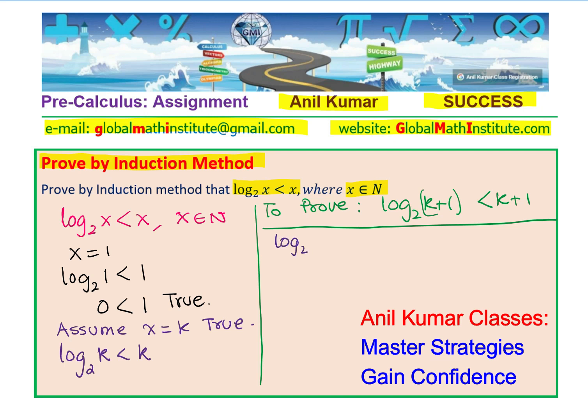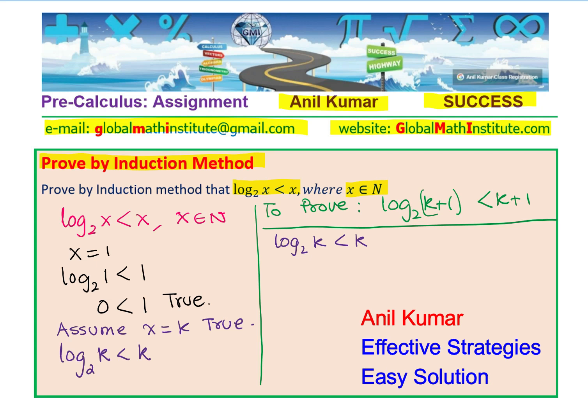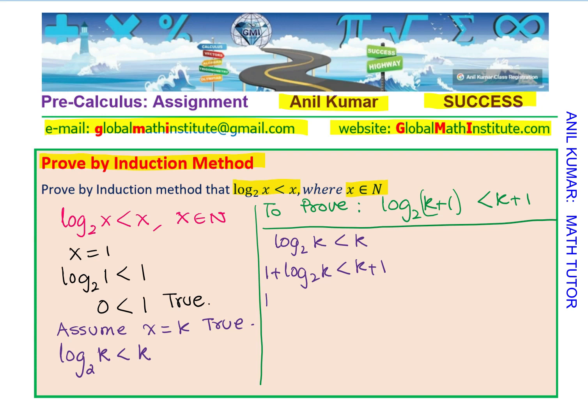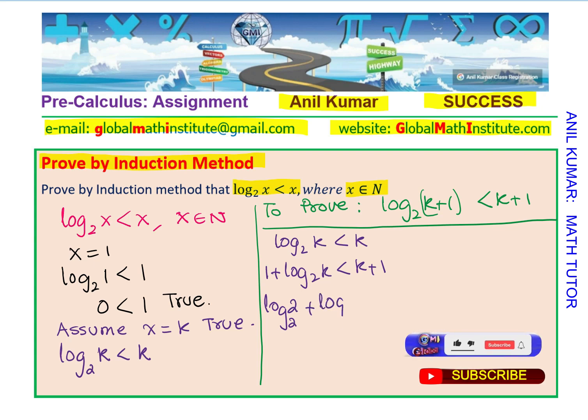So what we are going to do is begin with what we have assumed, and that is log to the base 2 of k is less than k. Our strategy is to add 1 on both sides. So if I add 1, I get 1 plus log to the base 2 of k is less than k plus 1, correct? We added 1 on both sides. Great. 1 is basically log to the base 2 of 2, and we'll add this to log to the base 2 of k, and we know that is less than k plus 1.